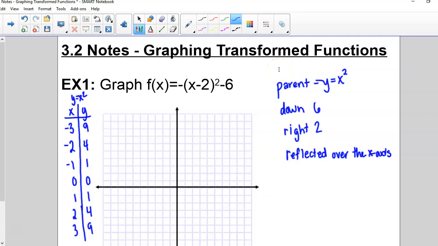If you're ever unsure about what it is, you can go back and make yourself a table. But hopefully as we do more and more of these, you just kind of have it stored in your mind where you don't have to actually write that down. So you just know negative 3, 9, negative 2, 4, negative 1, 1, 0, 0, 1, 1, 2, 4, 3, 9. So I'm going to put little dots at all of these points. This is not my answer, but this is where I'm starting from.